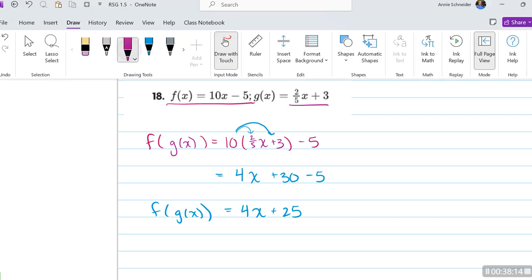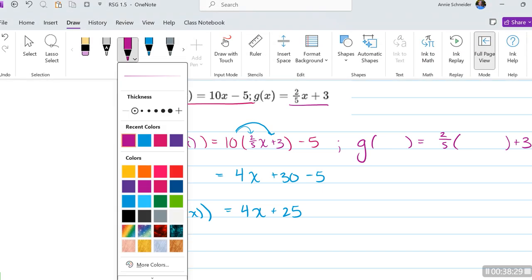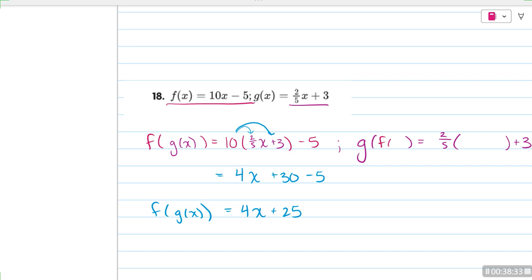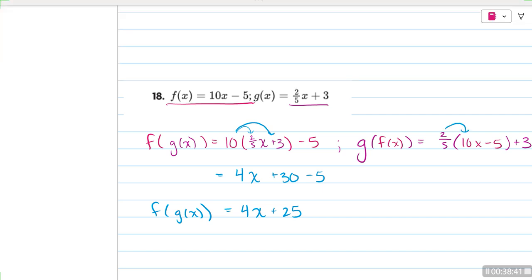They didn't undo each other entirely. That is okay. So g of x, I'm going to leave a space to do a new input. I'm going to do 2/5 times something, and that something is going to be our equation for f of x. So f of x is 10x minus 5, so that's what we input into g of x. So let's distribute our 2/5.